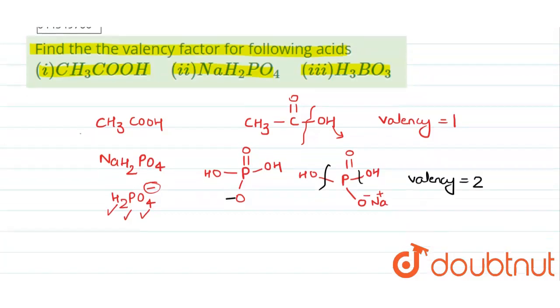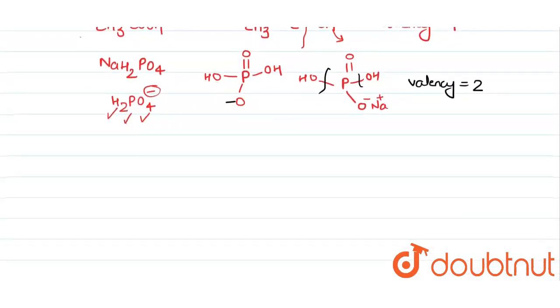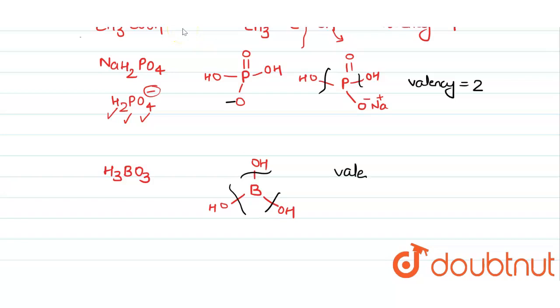Now third one is H3BO3. H3BO3. B, OH, OH and OH. So now here all H are ionizable. So 1, 2, 3. So valency is equal to 3.